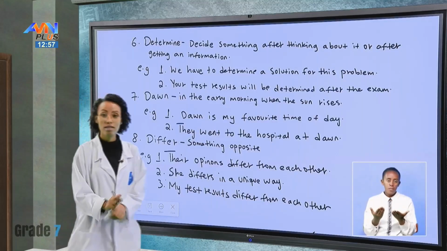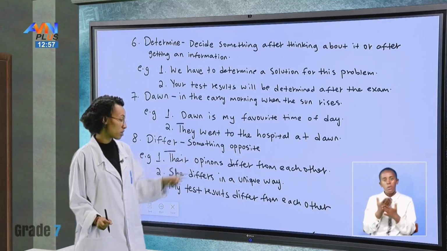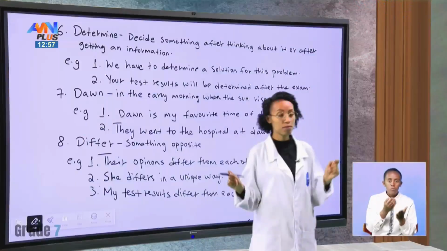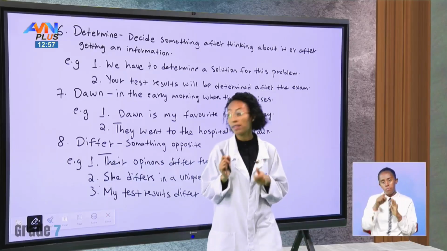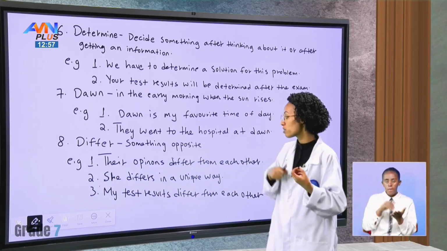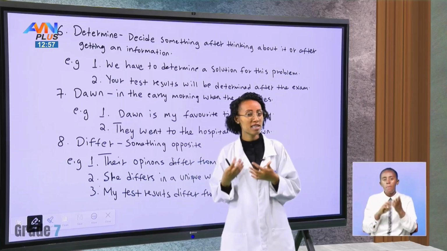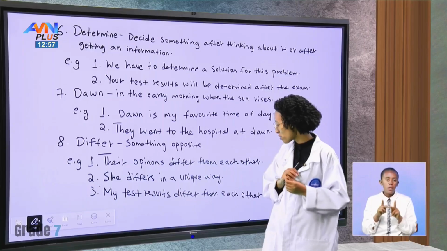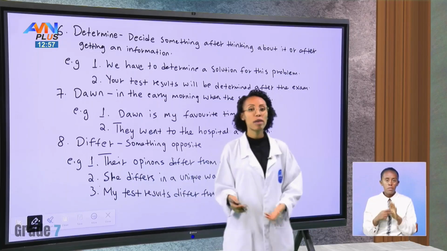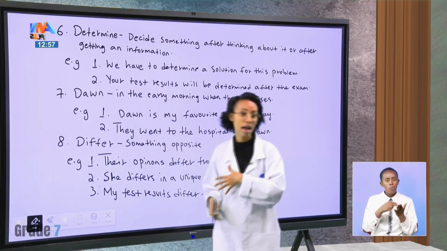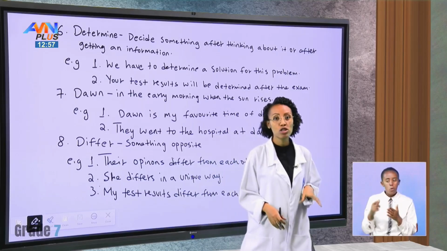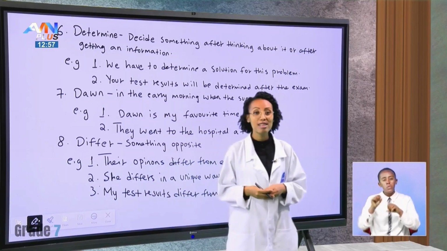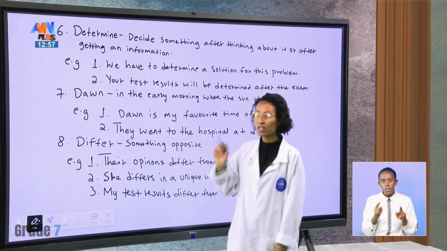It's saying what? Different from each other or something opposite. If you say their opinion differ from each other, you're saying what? They have different ideas. Their ideas are not the same. Again, if you say she differs in a unique way, it means her personality is different than most people. And my test results differ from each other means, for example, you may get a high score in math and maybe a low score in English, or a somewhat good score in science. So if that's the case, then they differ. They are what? Something opposite.